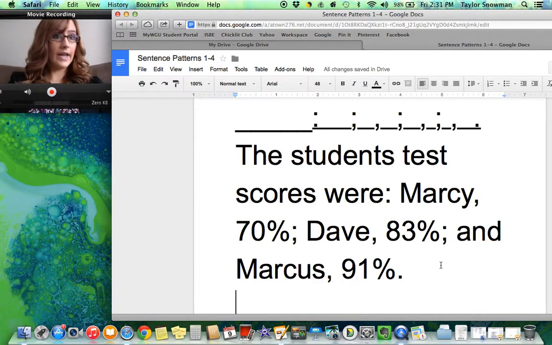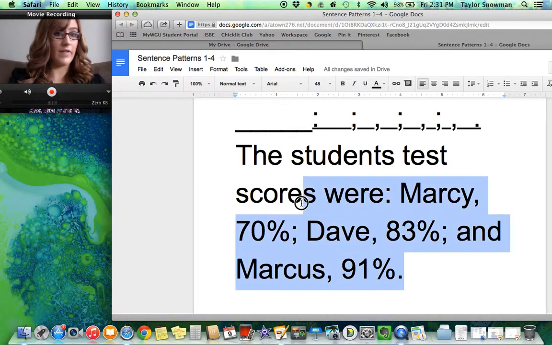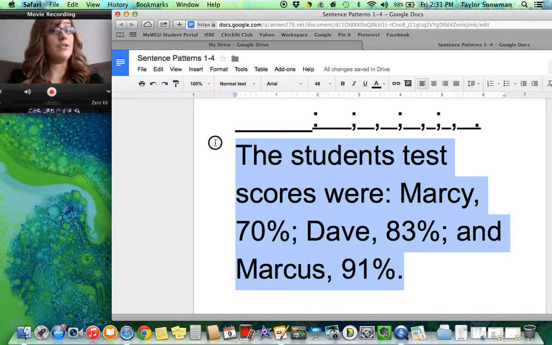You could do it for batting averages. Is that what it is? Batting averages? Batting scores? What do they call that? You know what I'm talking about. The batting, how many hits you get or whatever. You could use it for that. You could use it for all sorts of different bits of information. You could use it for teams and their final Super Bowl scores or whatever. There's several different ways you can use this.